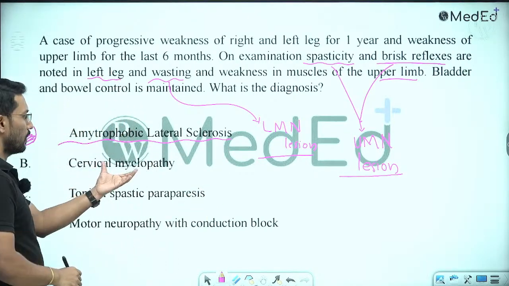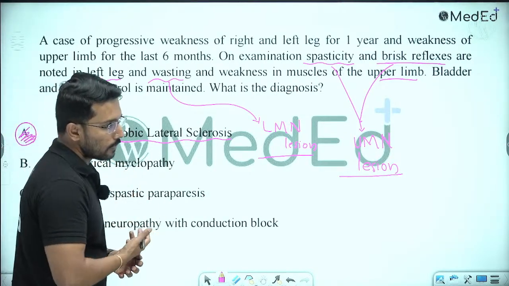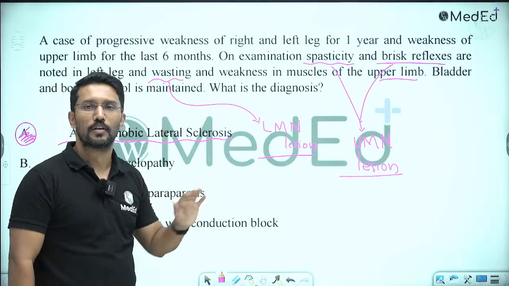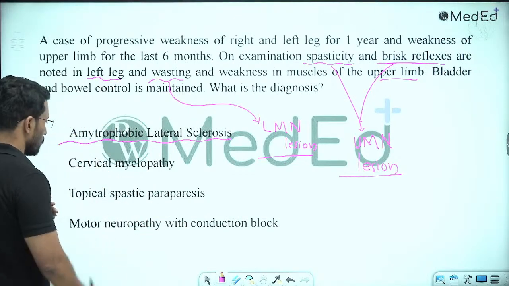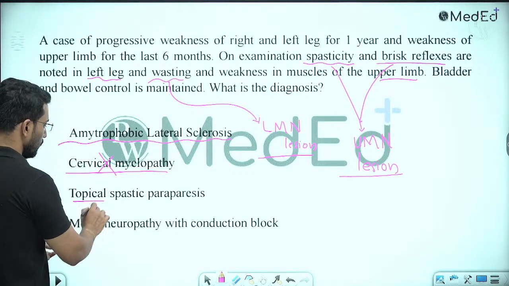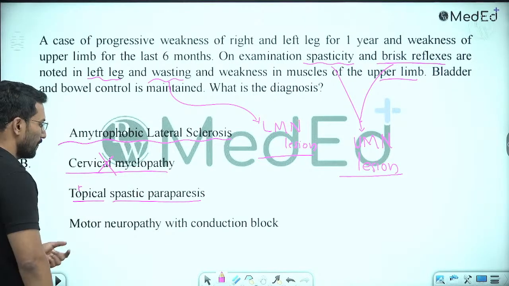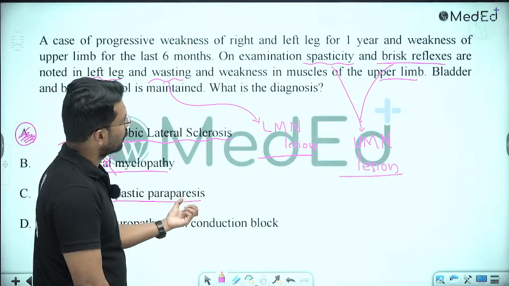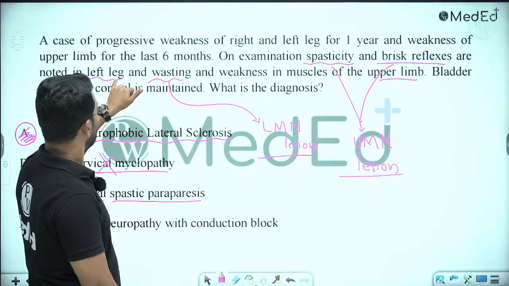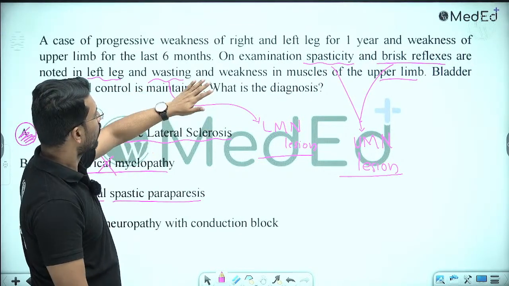Okay. Cervical myelopathy, it is a compression of the spinal cord. Why should cervical myelopathy cause weakness in the lower limb? That is where it goes against the diagnosis, right? It cannot explain lower limb involvement. Then tropical spastic paraparesis, right? This picture is not a paraparesis, right? Left leg and the upper limb. It is not paraparesis for sure.